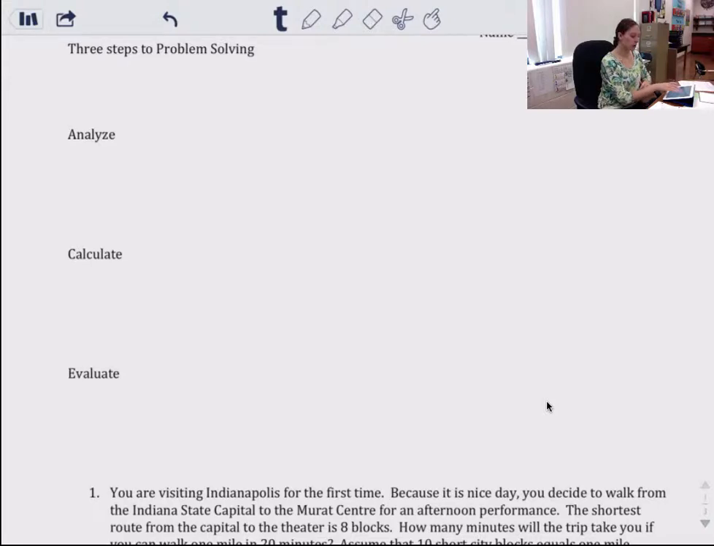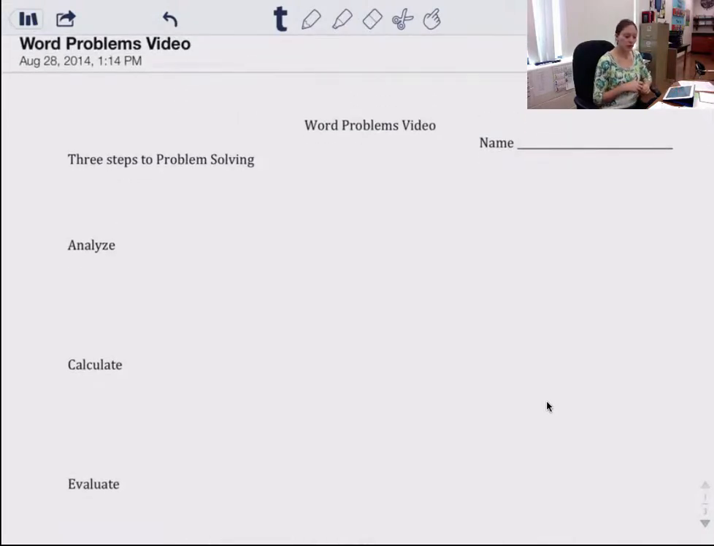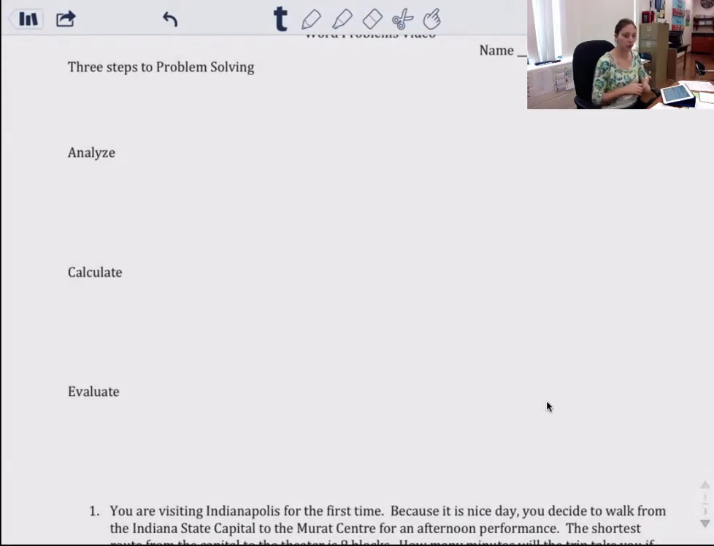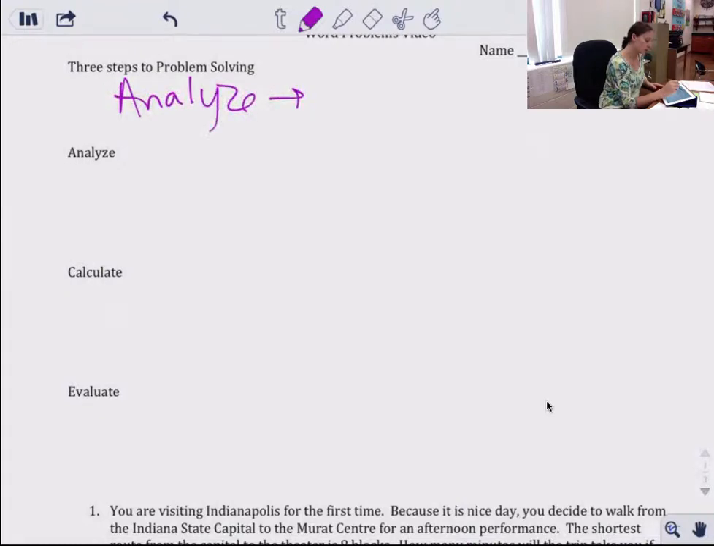Okay, in this video we're going to look at word problems. There are 3 steps to problem solving, and solving word problems in particular. We're going to go through these steps in this video, but we're also going to use them a lot throughout the year. First one is you have to analyze, and then you're going to actually calculate, and then you will evaluate.